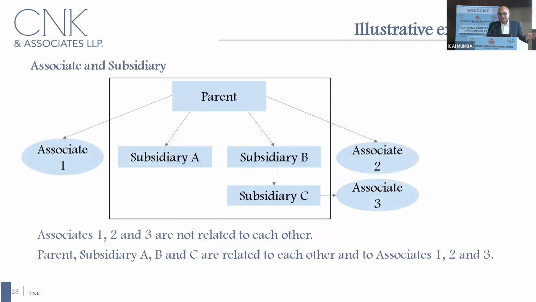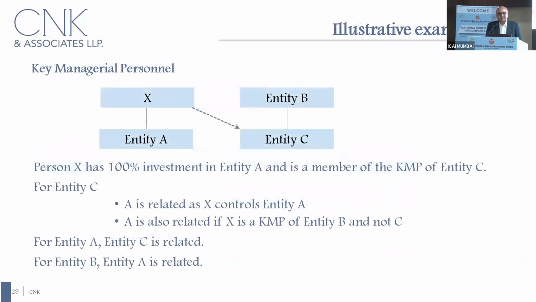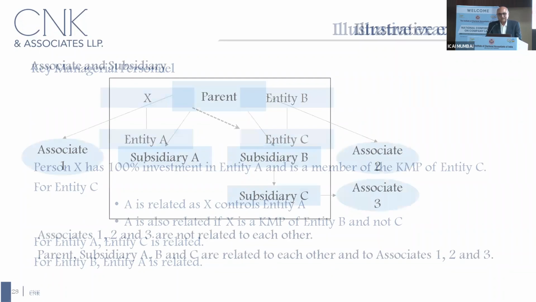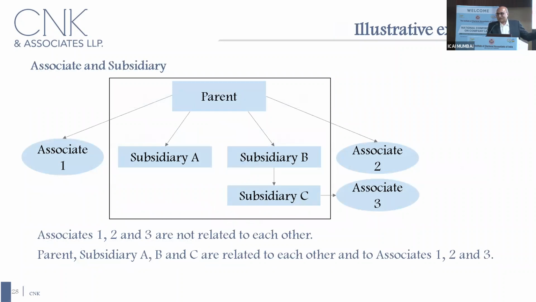Okay. So if you take this simple example, you have a parent, you have an associate 1, subsidiary A, subsidiary B, C, associate 2, associate 3. Now associate 1, 2 and 3 are not related to each other. Parent, subsidiary A, B and C are related to each other and to associates 1, 2 and 3. Now who will be related parties in this as per this definition which is there? This is something you'll have to figure out yourself. But basically you'll have to see at the control chart.